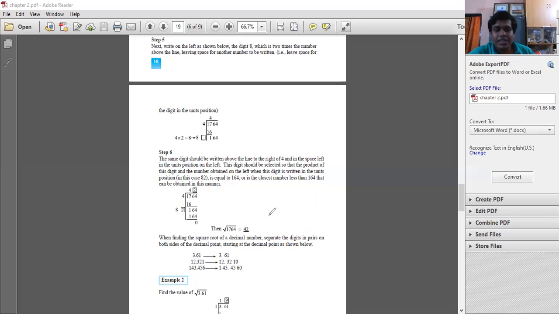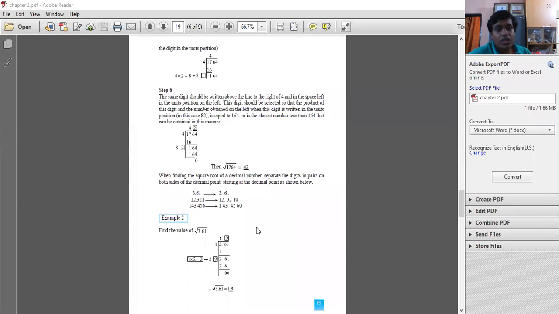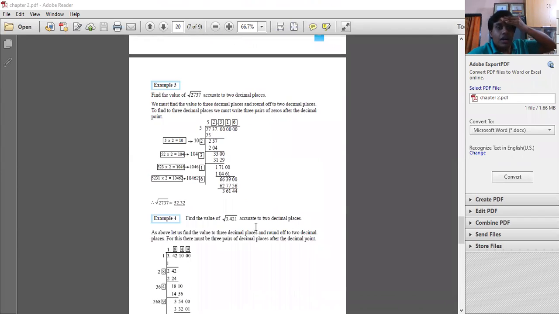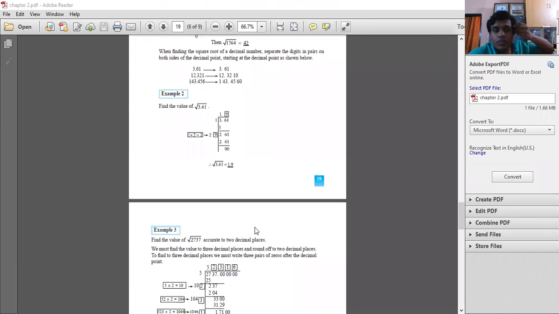Now, this might be confusing, so I will go to the next sum. Let's take this 3.64, a very small value. So how are we going to find the square root of 3.64? What is closer to 3?